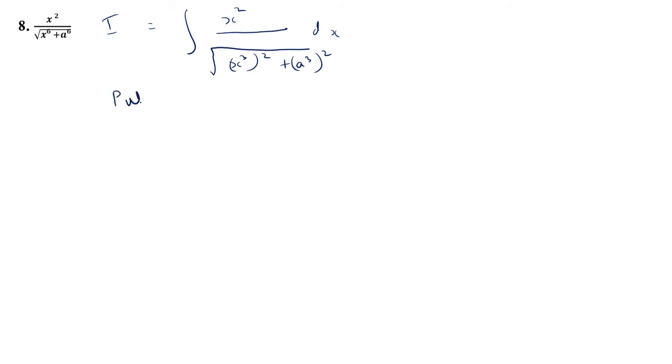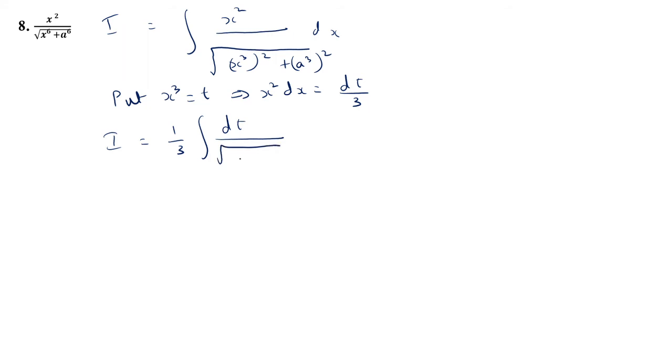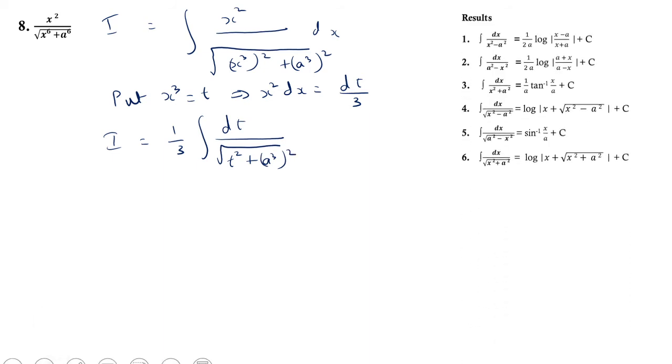So let us put x cube is t, so that x square dx will be equal to dt by 3. So we have I is equal to 1 by 3 integral dt divided by square root of t square plus a cube the whole square. So we have the result: integral dx by square root of x square plus a square is log mod x plus square root of x square plus a square plus c. So we can use that result here.